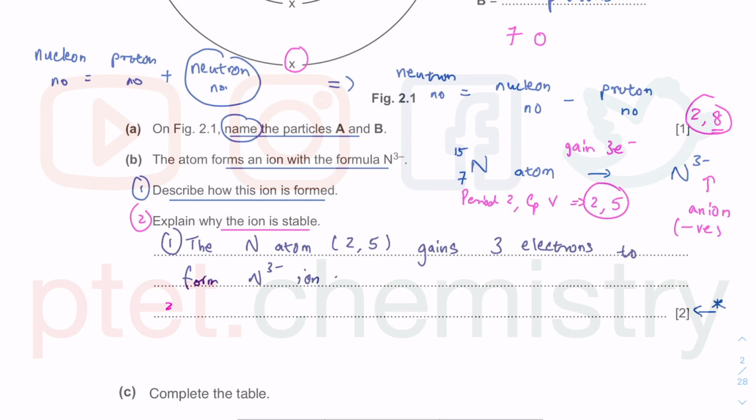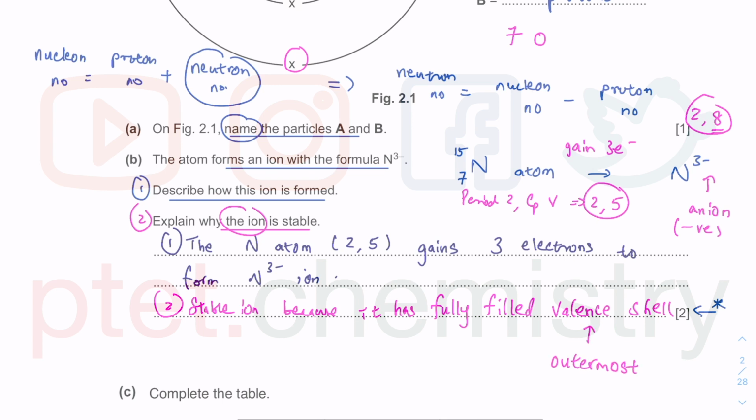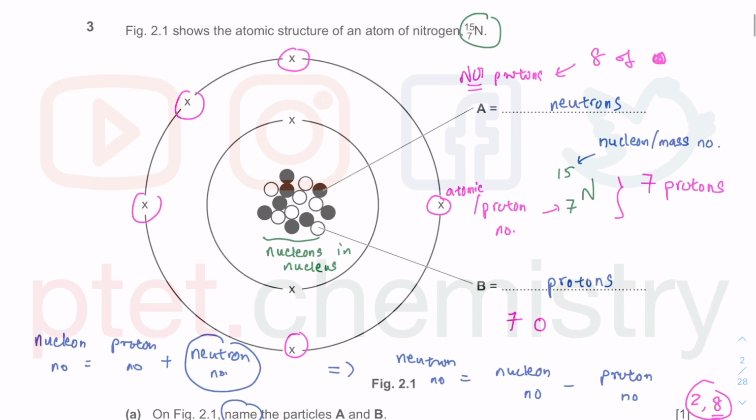On to the second bit, why this ion is stable. Stable ion because it has a fully filled valence shell. If you have never used this word valence, V-A-L-E-N-C-E, you can use the word outermost. They mean the exact same thing. Outermost refers to the one which is most outside. Valence refers to the one which is most outside.